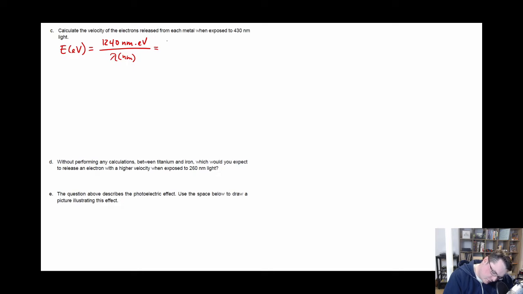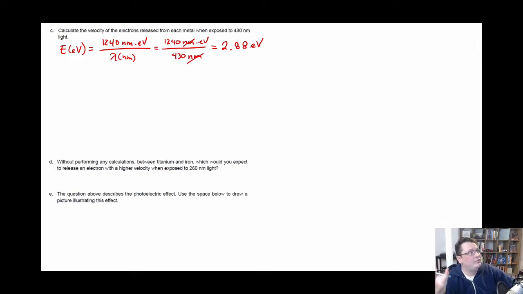So if we plug in 1240 nanometer EV over 430 nanometers, the nanometers cancel. What we get is 1240 divided by 430, and we have 2.88 electron volts. So that's the energy of the photon in electron volts, 2.88 eV.